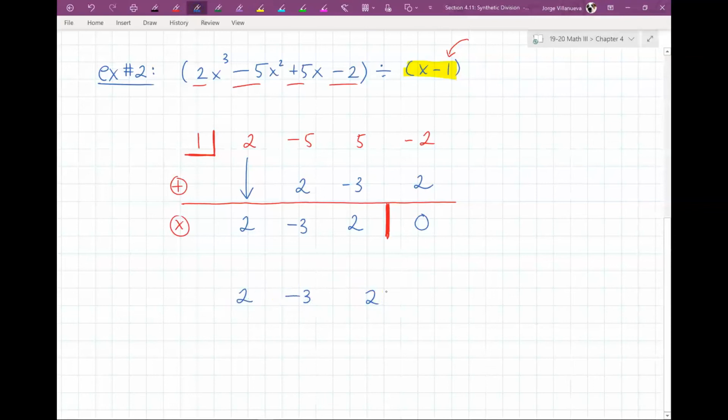I'm just going to write those numbers. And then I ask myself, what was the highest power of the original thing I divided? 3. A 3. So that means I go down 1 and I write x squared minus 3x plus 2. And that right here is my solution to this problem. So in other words, if you would have done long division, this is the answer you would have gotten.